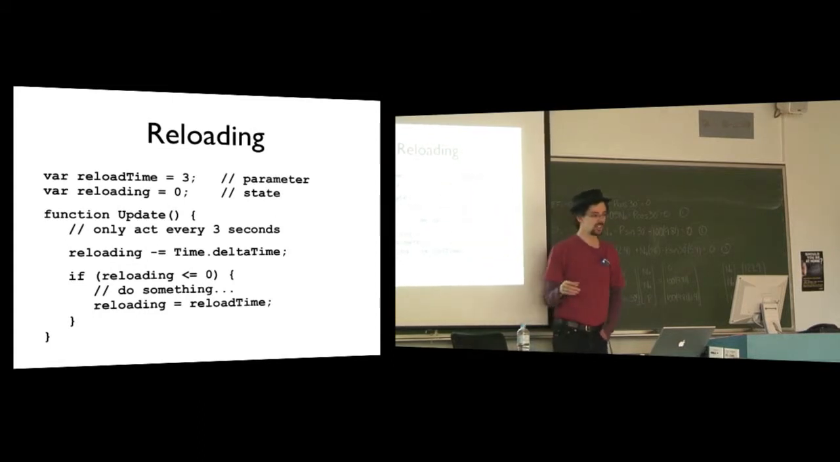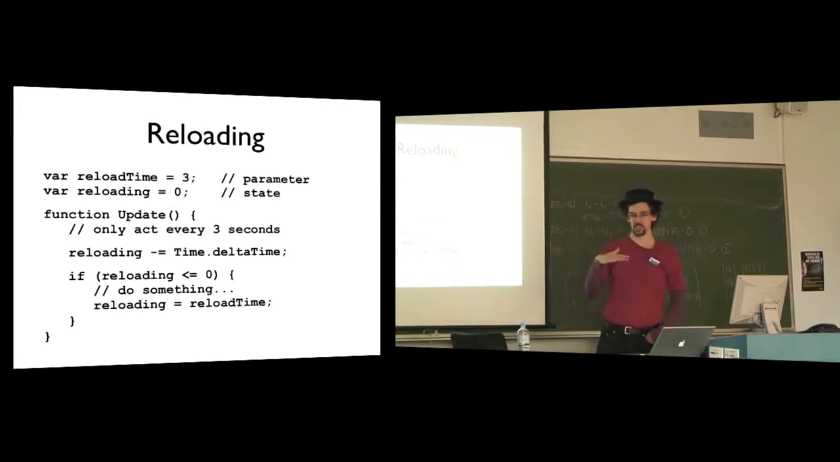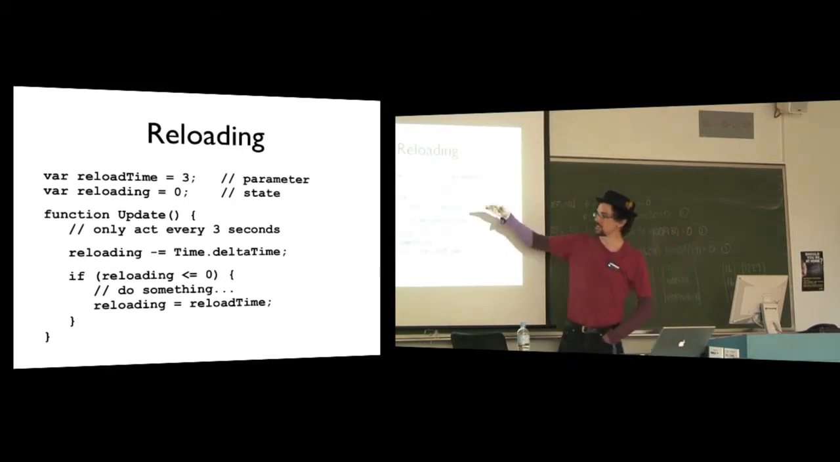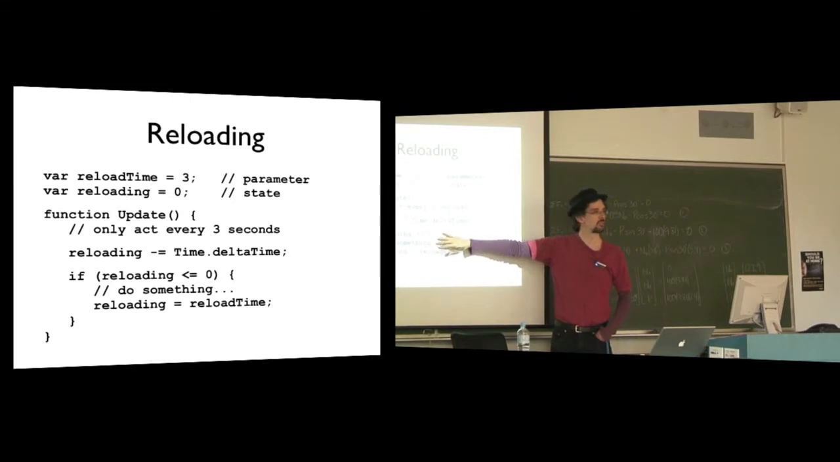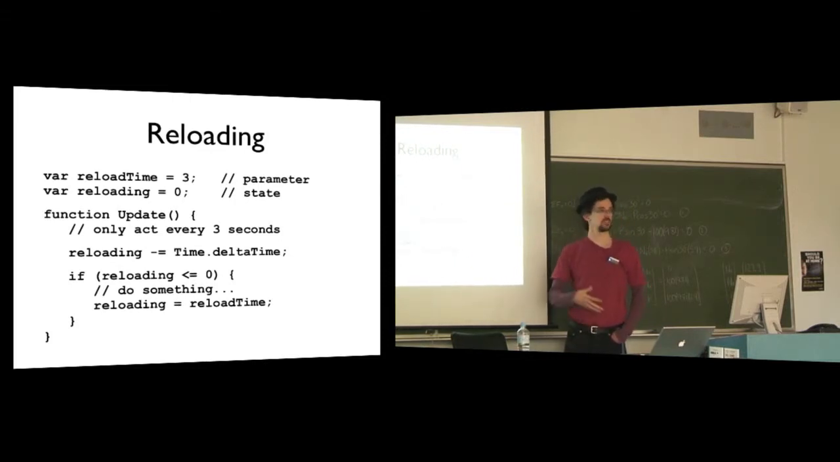And so reloading starts at 0, which lets us do something immediately, then goes up to 3, and then gradually over time goes back down to 0, then goes up to 3 again, then gradually goes back down to 0, and then up to 3. And every time it reaches 0, we do something. Now whatever that thing that we're doing is up to you, but this is a behaviour that will do something once every 3 seconds and then wait to do it again.